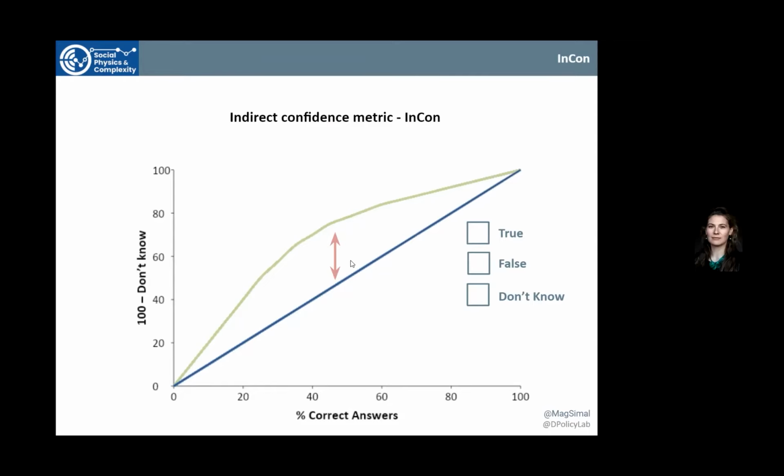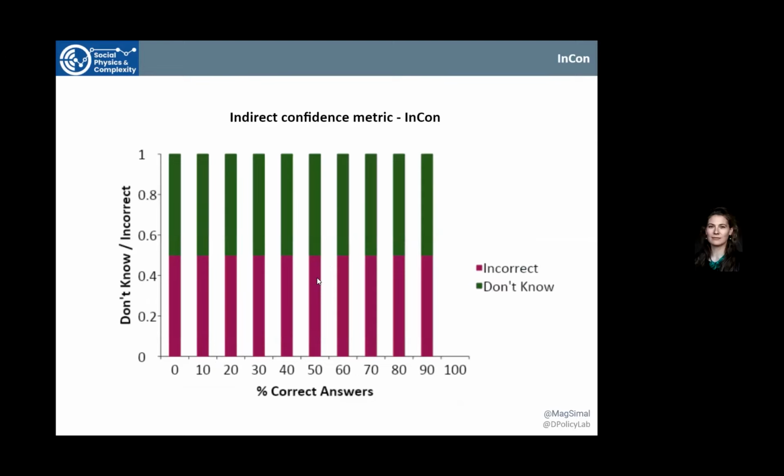But if I find myself above the line, so in this zone or here on the green line, it is because I got some of the questions incorrect. So my confidence is higher than my actual knowledge. So if I were to plot the ratio of incorrect to don't know answers at the same knowledge level, where answers are at random, incorrect or don't know, I would have a 50-50 ratio between incorrect and don't know. But if I have an internal bias, I maybe say don't know more often or get them incorrect more often.